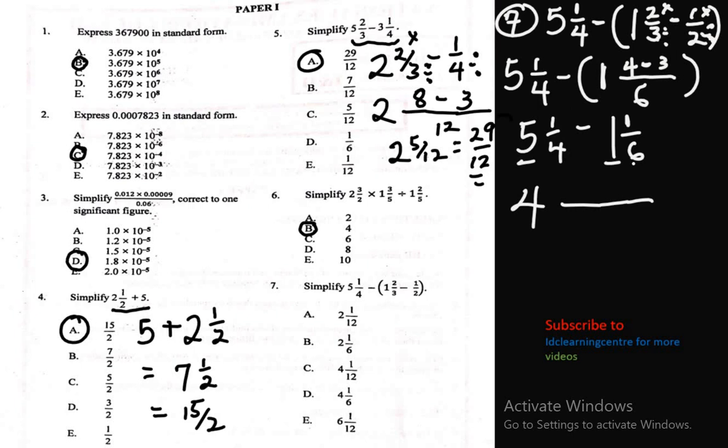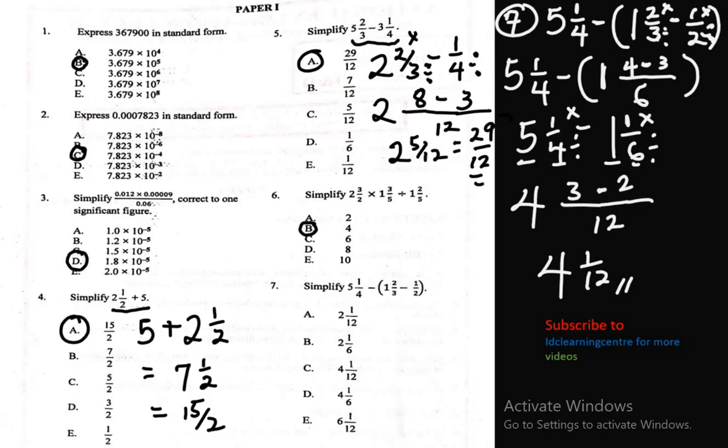LCM of 4 and 6, the denominators, will give you 12. Then you divide and multiply. 12 divided by 4 is 3. 3 times 1 is 3. Minus 12 divided by 6 is 2. 2 times 1 is 2. So 4 whole number, 1 over 12 is the right answer.